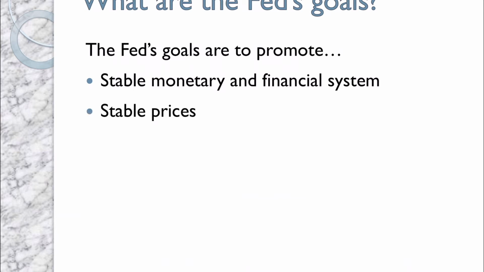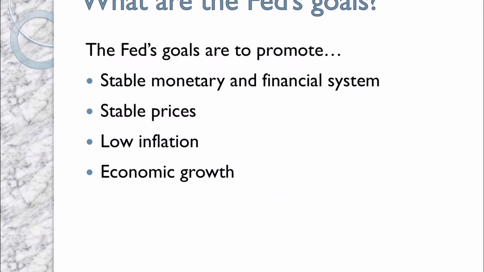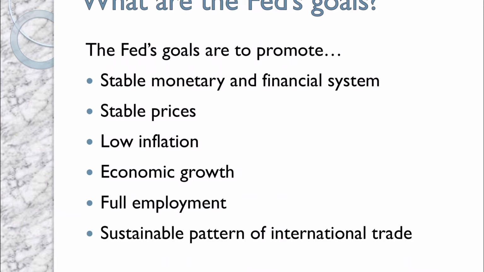Other goals are to create stable prices and have low inflation, and during the 60s and the 70s, they were tasked with economic growth in addition to full employment. It's important to keep in mind that the decisions of the Fed affect other countries as well. So another goal is to promote a sustainable pattern of international trade. These decisions by the Fed do impact imports and exports, and currency exchange. So that's another one of the Fed's goals.